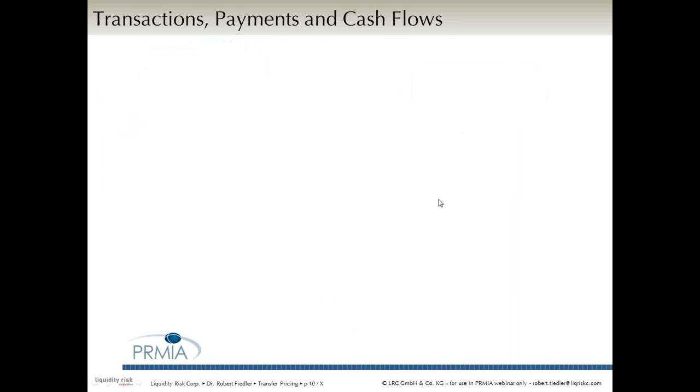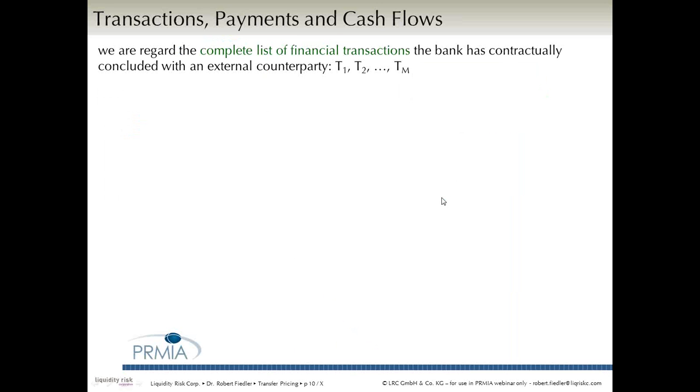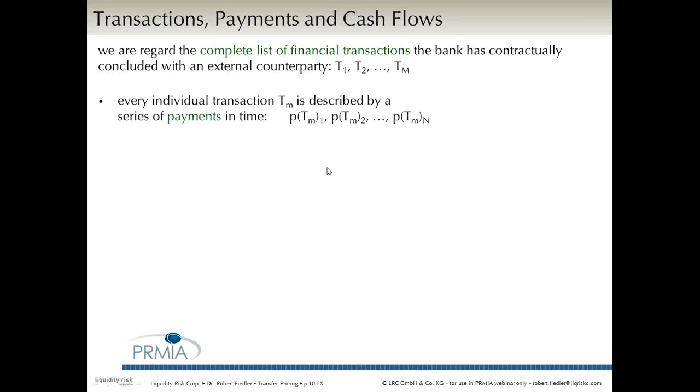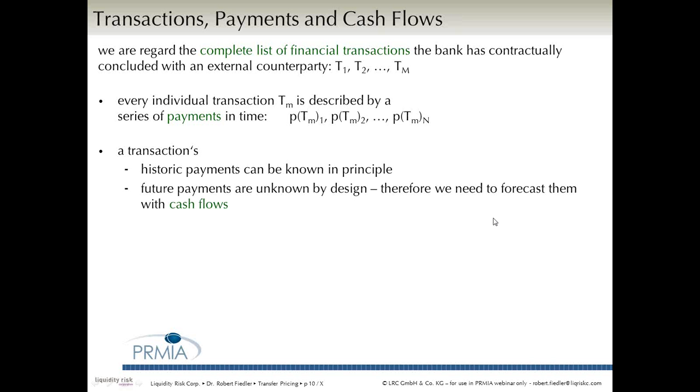Okay, a little bit technical things. The idea to measure liquidity is that we say we have a complete list of all financial transactions the bank has contractually concluded, and then we can describe every individual transaction as a series of payments in time. Unfortunately, we can only do this for historic payments, because they can be known in principle if I find them. All future payments are unknown by design, because we don't know the future. Therefore, we need to forecast them.